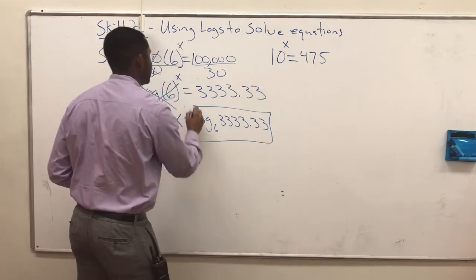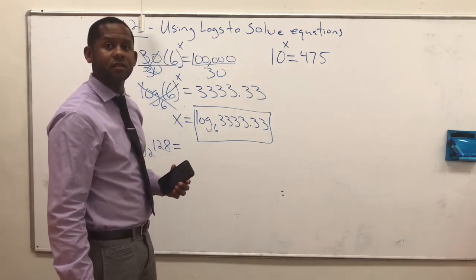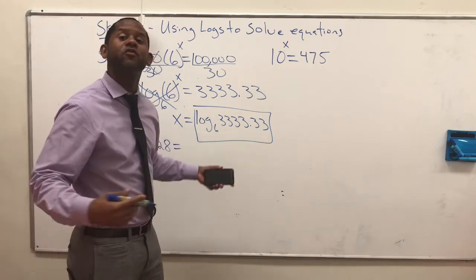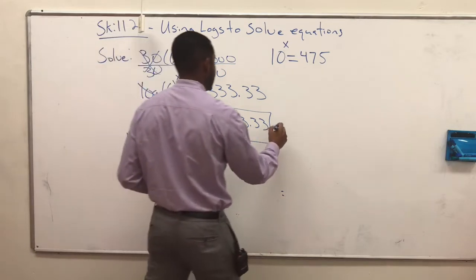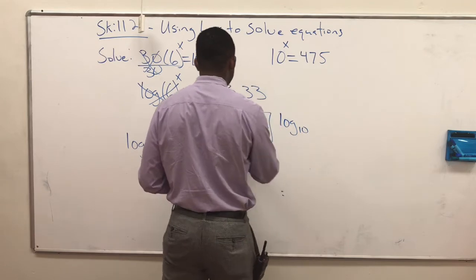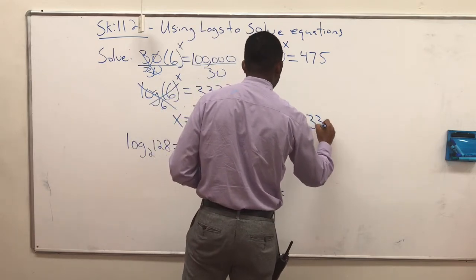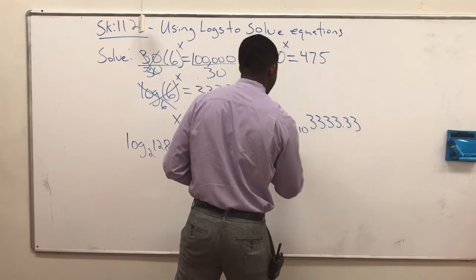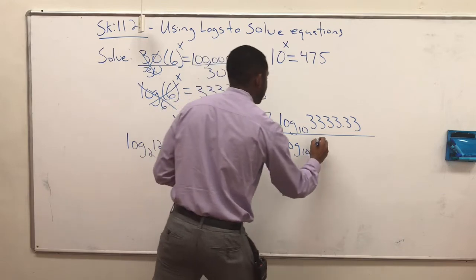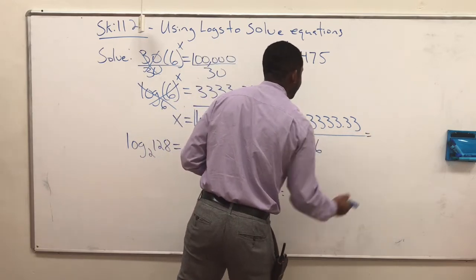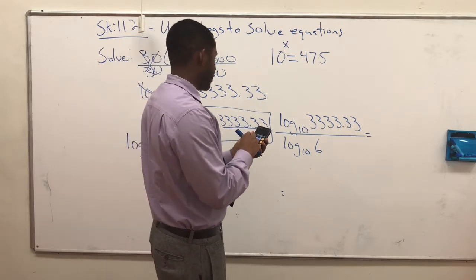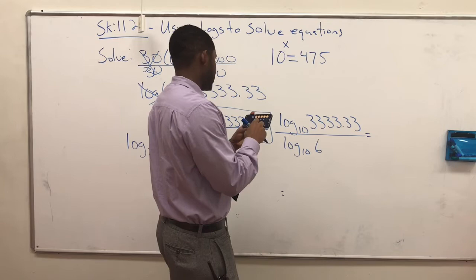Now here's the pretty part of it, right? Our calculator cannot do this because it can only do base 10. So we need to use that change of base rule. You're going to need to know this. So I'm going to take the log base 10 in my calculator of 3333.33, over the log base 10 of 6. And I'm going to divide these out and see what I get. So let me do this on my calculator right here. You should be doing that as well. Let's go.